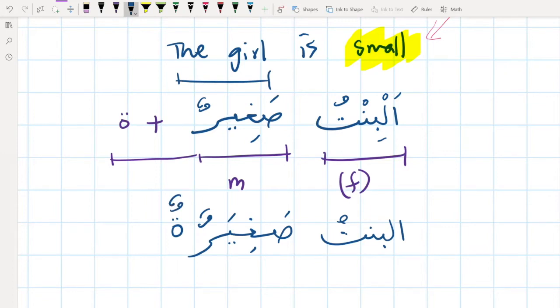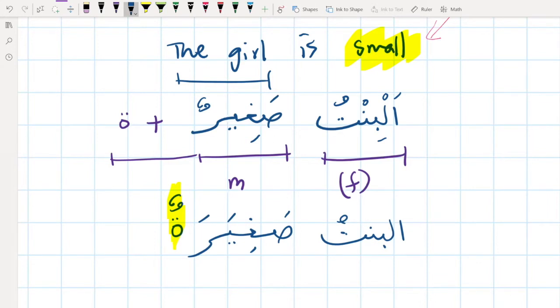By the way, tanwin never comes in the middle. This mark always has to be at the end. So as soon as we added the tamarbuta, we now see a tanwin in the middle. That's not good, so we have to remove the tanwin. How do we remove it? We remove the tanwin and we just put a fatha. That's a simple rule. It will always work.